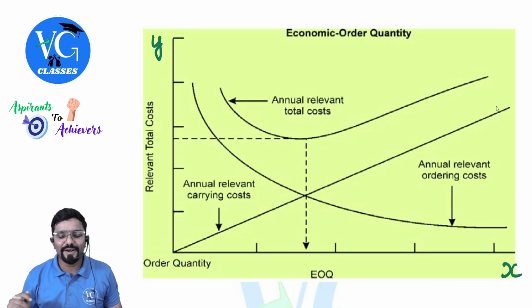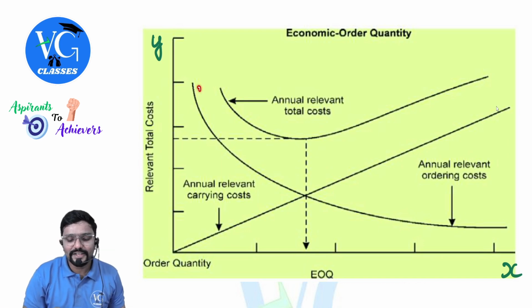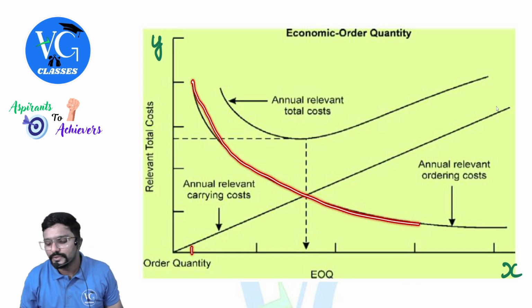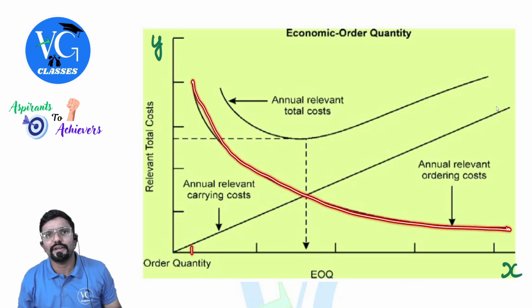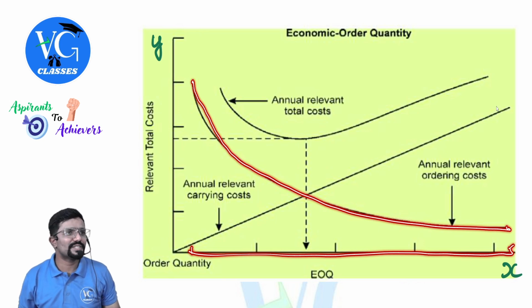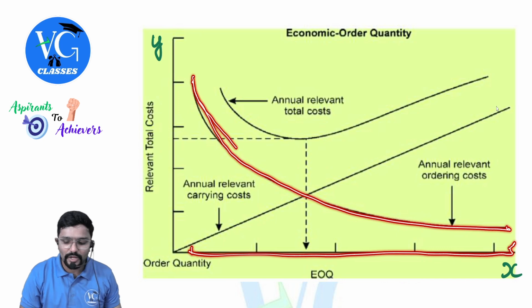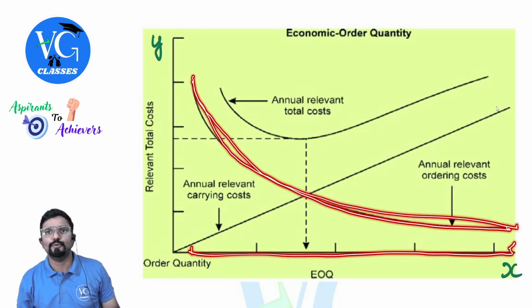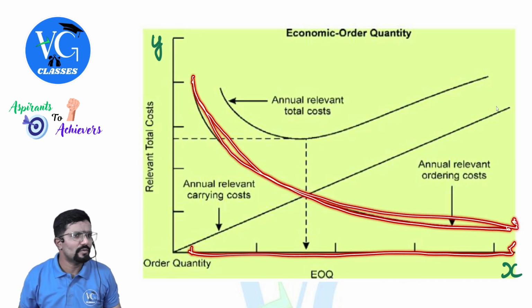Sir, what about ordering cost? You can see when quantity is less, ordering cost would be more, and it is coming down. As you purchase more quantity, ordering cost will come down. So it will start from the top and go down. Reverse. Hope you understood.